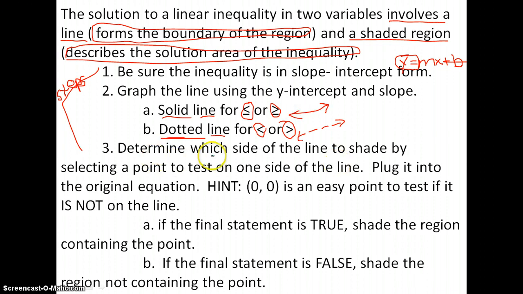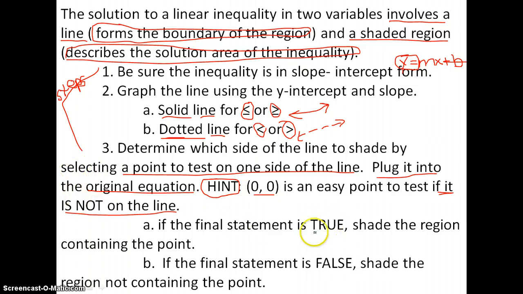Determine which side of the line to shade by selecting a point to test on one side of the line. You just need to test one point. Plug it into the original equation. Here's a big hint: use 0, 0 if it is not on the line. It makes everything so much easier.